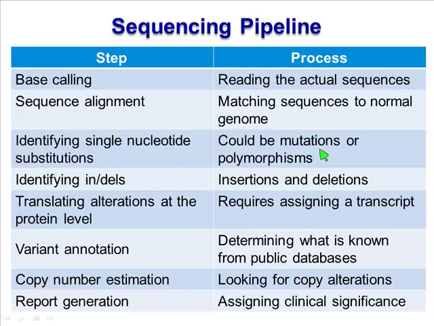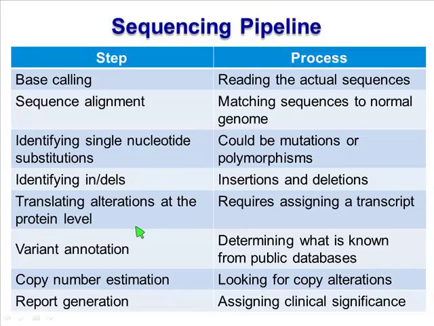These have to be kept in mind. It could be either mutations or polymorphisms. And at the same time, we're also going to look for insertions and deletions. And from here, then, once we've identified what we think are the changes, we can then do an in silico translation to see what that would look like at the protein level. In other words, what is the amino acid change that would result from that particular substitution?